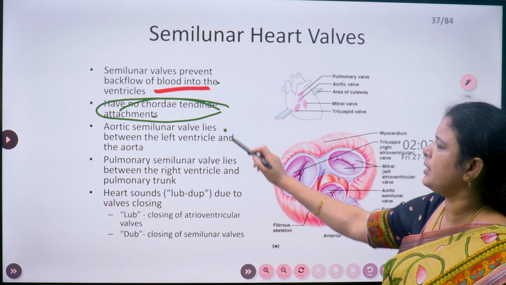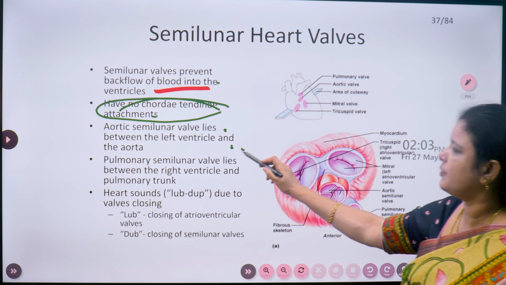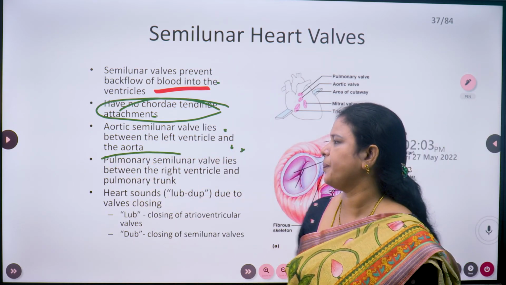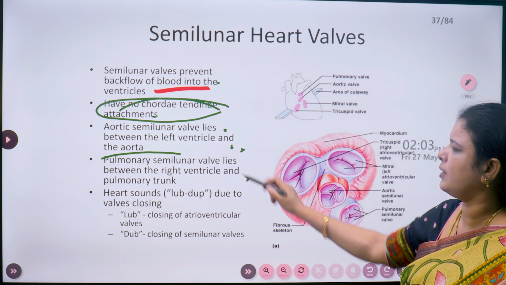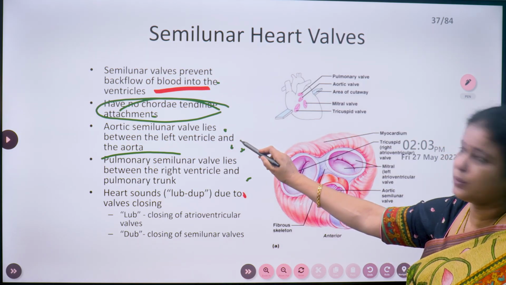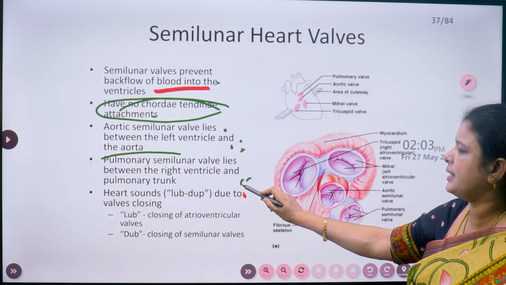The aortic semilunar valve lies between the left ventricle and the aorta. The pulmonary semilunar valve is also called the pulmonic valve. This is the aortic valve and this is the pulmonary valve.